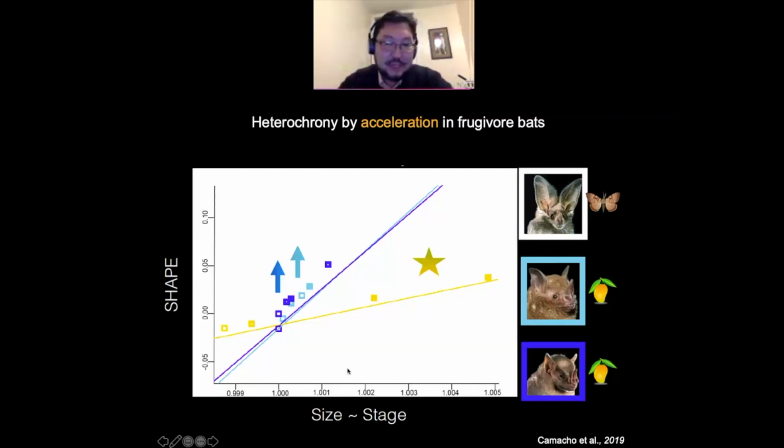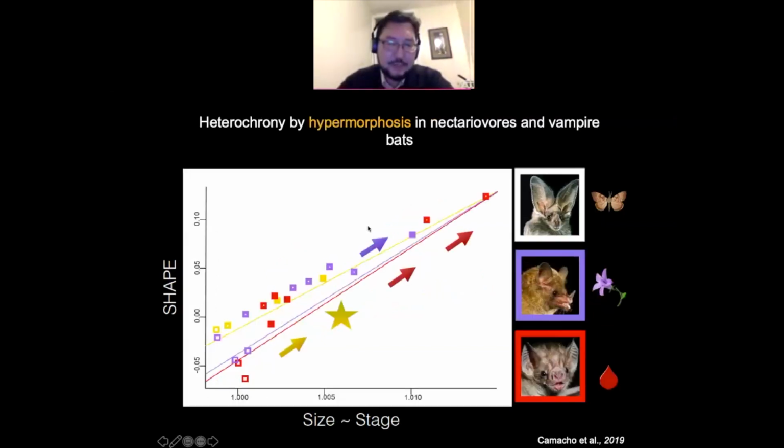For example, acceleration here. In yellow is the ancestral developmental rate at which the face develops in this bat, which feeds on insects. Whereas in blue, you see the bats which have very short faces, which reach a certain stage of development much faster, so they have much faster growing faces. That's something called acceleration, and it's an example of heterochrony.